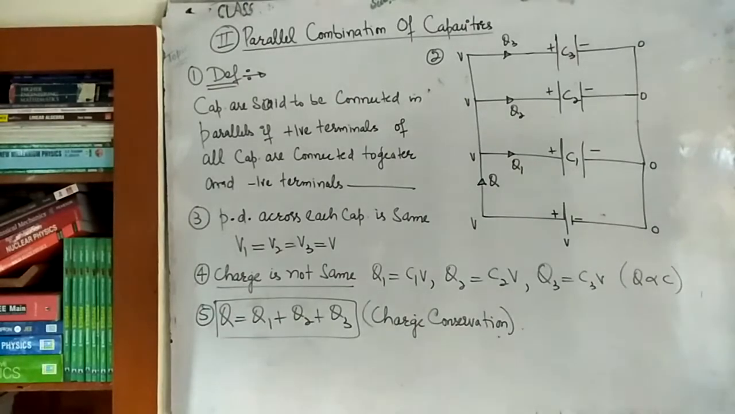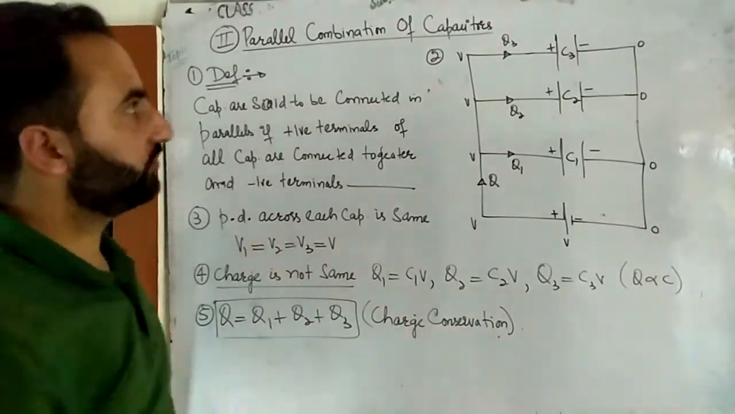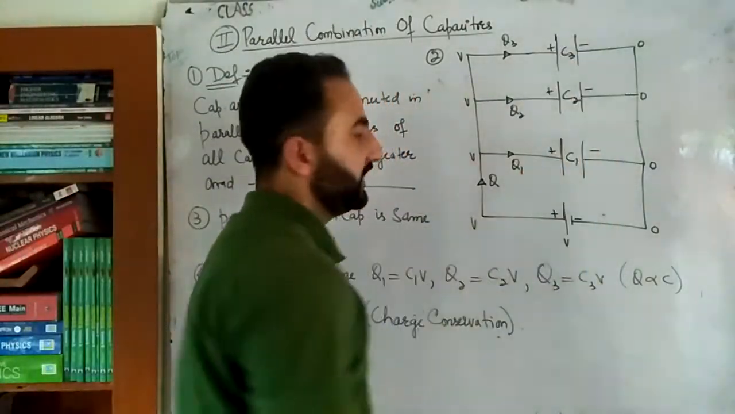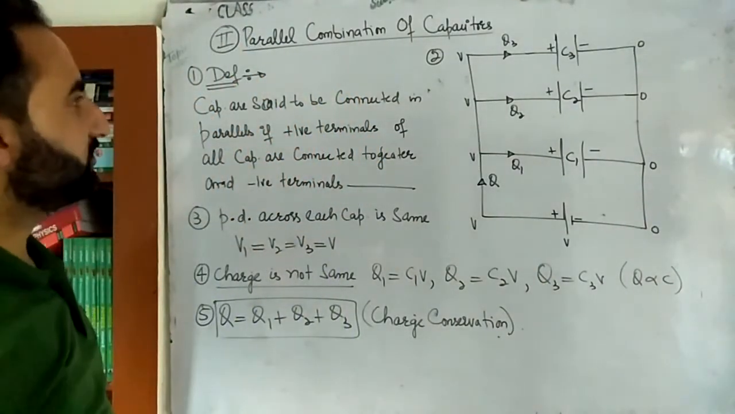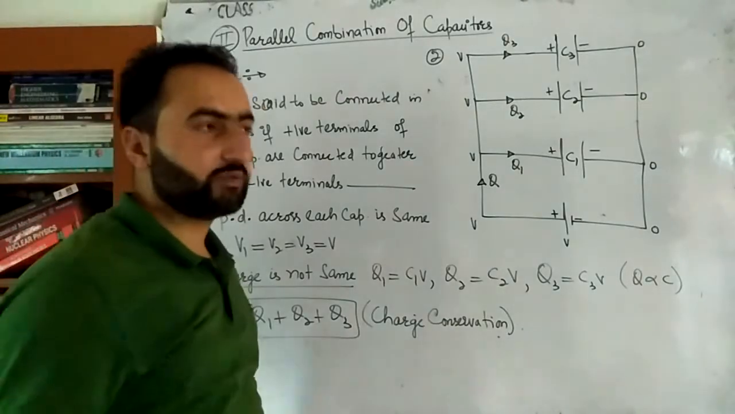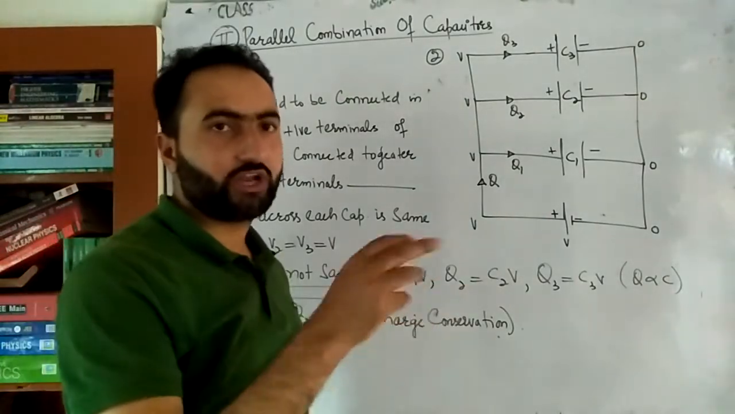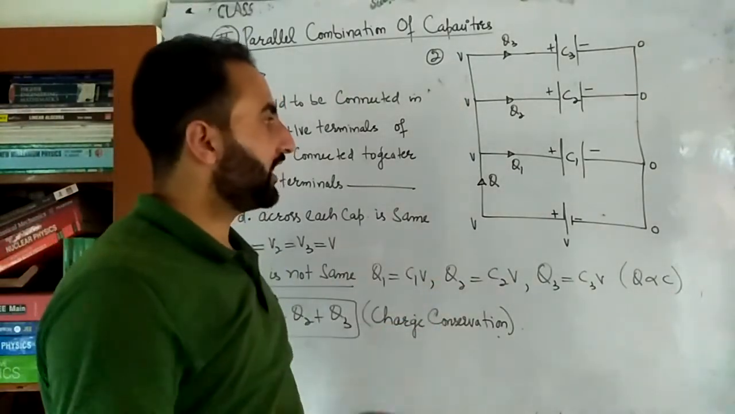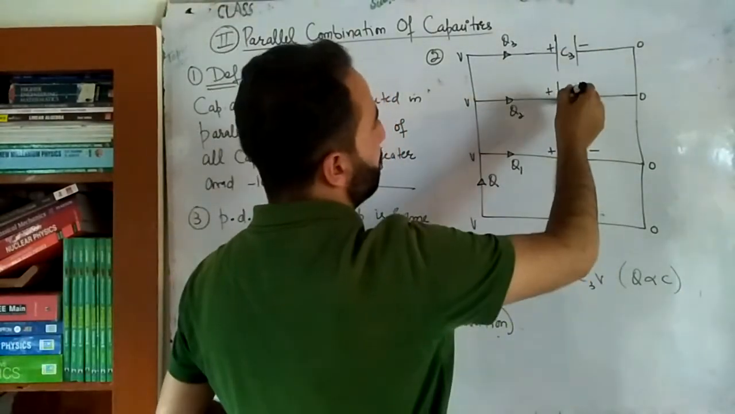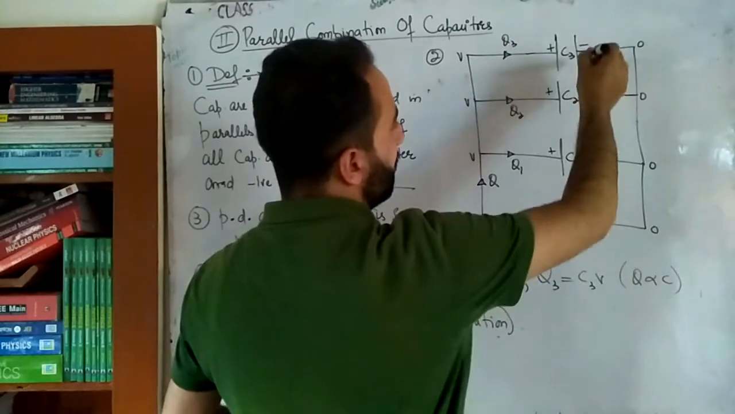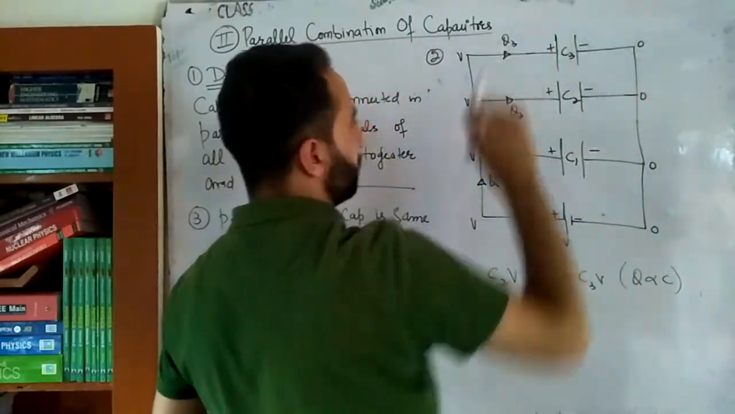Okay. Next is the parallel combination of capacitors. Okay. So these are 3 different capacitors, C1, C2, C3, and they are connected in parallel. Okay, beta? Definition number 1 is this: capacitors are said to be connected in parallel if the positive terminal of every capacitor is connected together, and the negative terminal of every capacitor is also connected together, like this. Connect the positive of the first to the positive of the second and the positive of the third, negative of the first to the negative of the second and negative of the third, and so on.